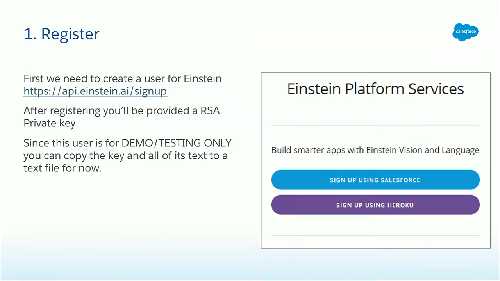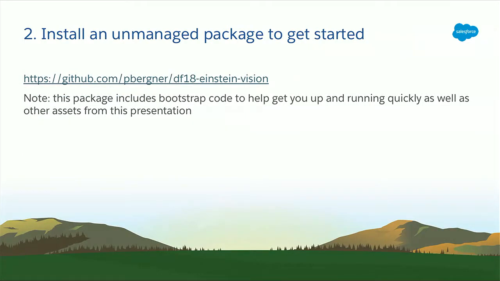So what I set up for you guys was an unmanaged package. This is the GitHub repo. It has an unmanaged package. You just go there and click the button, say, deploy to Salesforce. It's going to be one click. It'll install in your org. It's going to prompt you to log in.